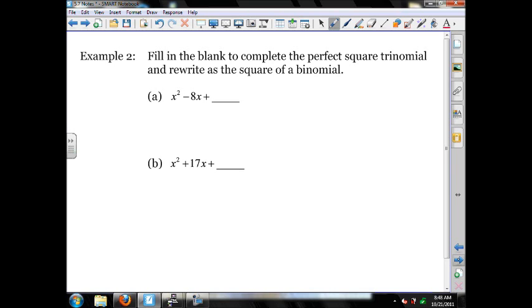So fill in the blank to complete the perfect square trinomial. That's where the phrase completing the square comes from. And rewrite as the square of a binomial. That's something squared. So x squared minus 8x plus what? Do I remember how to do this? How to complete the square? I remember doing this in the past a little bit. I know if you had Mr. Jones last year, Veronica, for one, you did it.